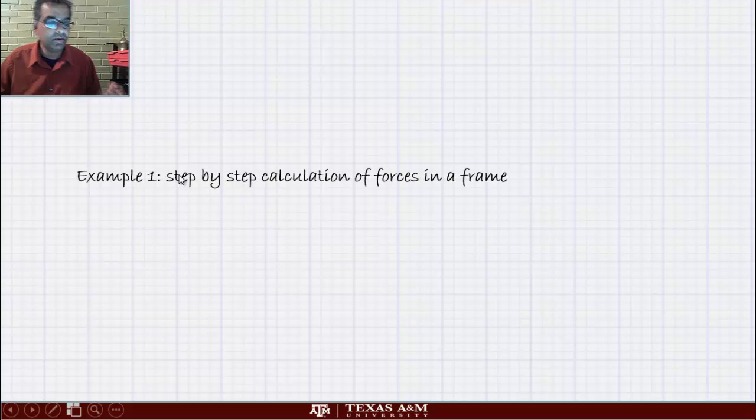Today we are going to talk about how to do a step-by-step calculation of forces in a frame. Now, we have done this many times before. I mean, it's just a free body diagram and calculating all the forces and things like that. But what I'm going to do is use a much more systematic numbering and labeling scheme so that it's extremely easy to write down. That's item 1.